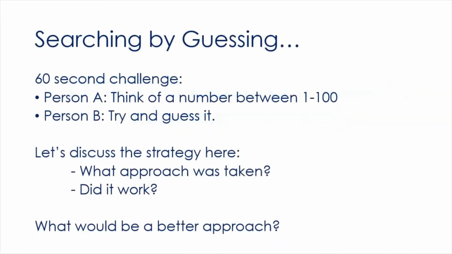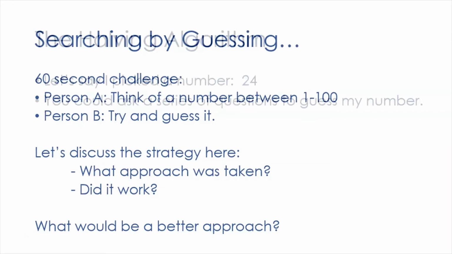So let's say person A thinks of a number between 1 and 100. Person B tries to guess it. What approach could you take? Does it work? Could you simply guess the number and hope that you're right? You've got a 1 in 100 chance to get it right.